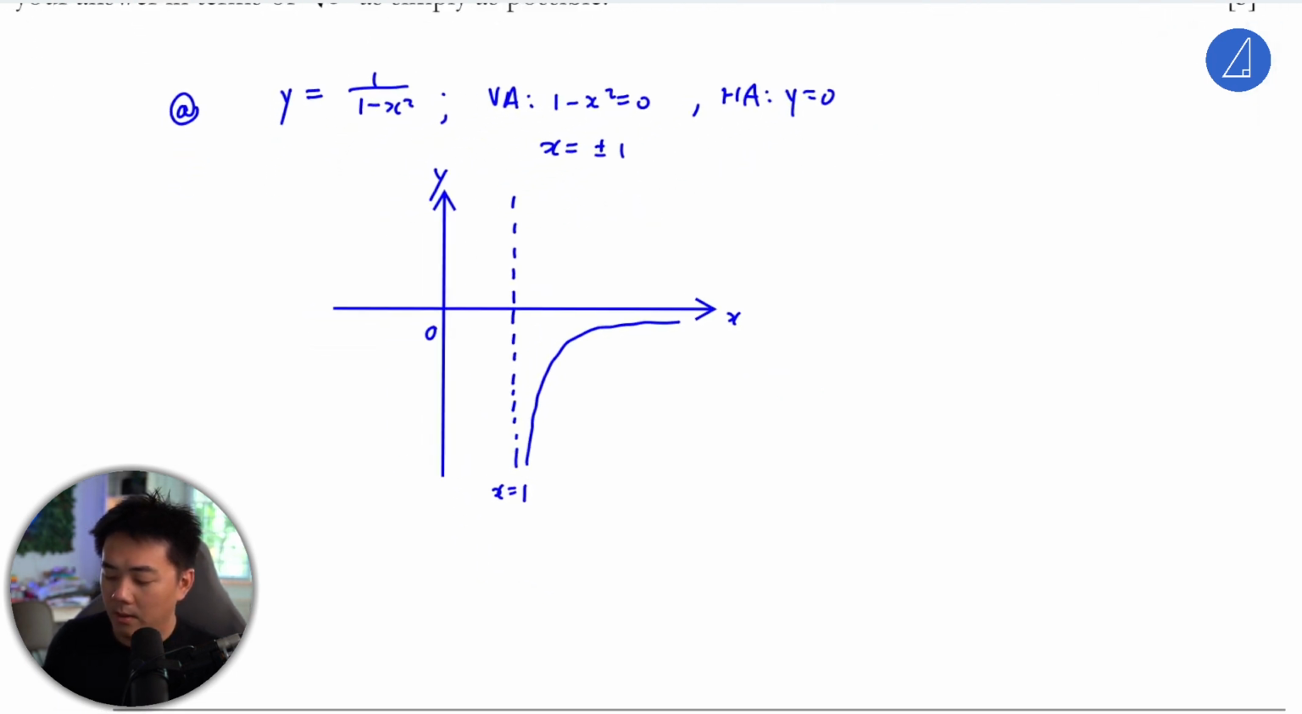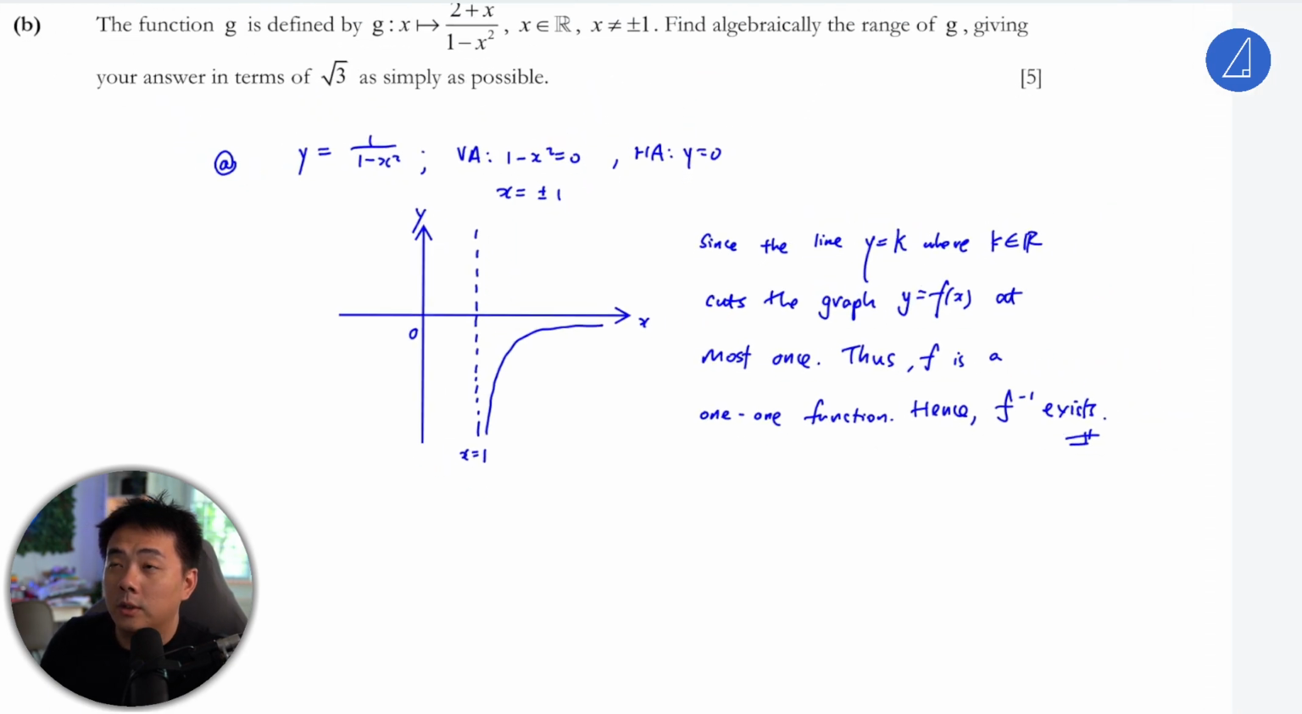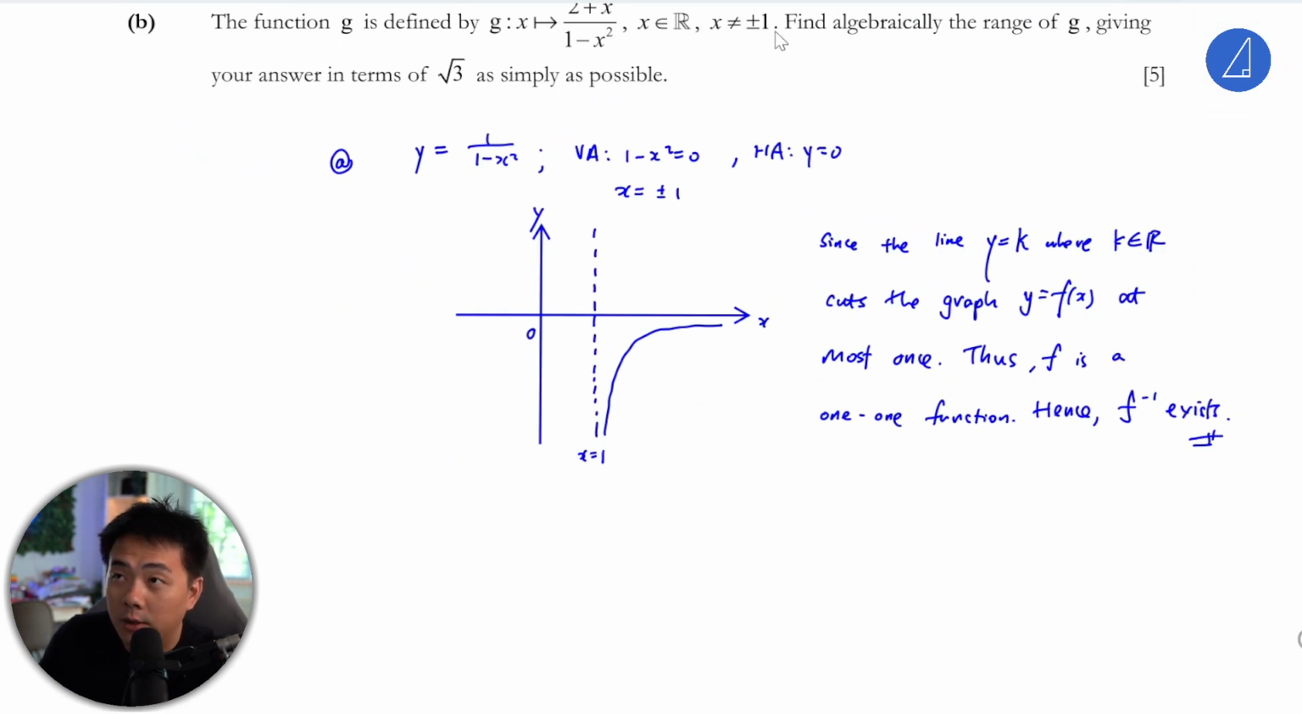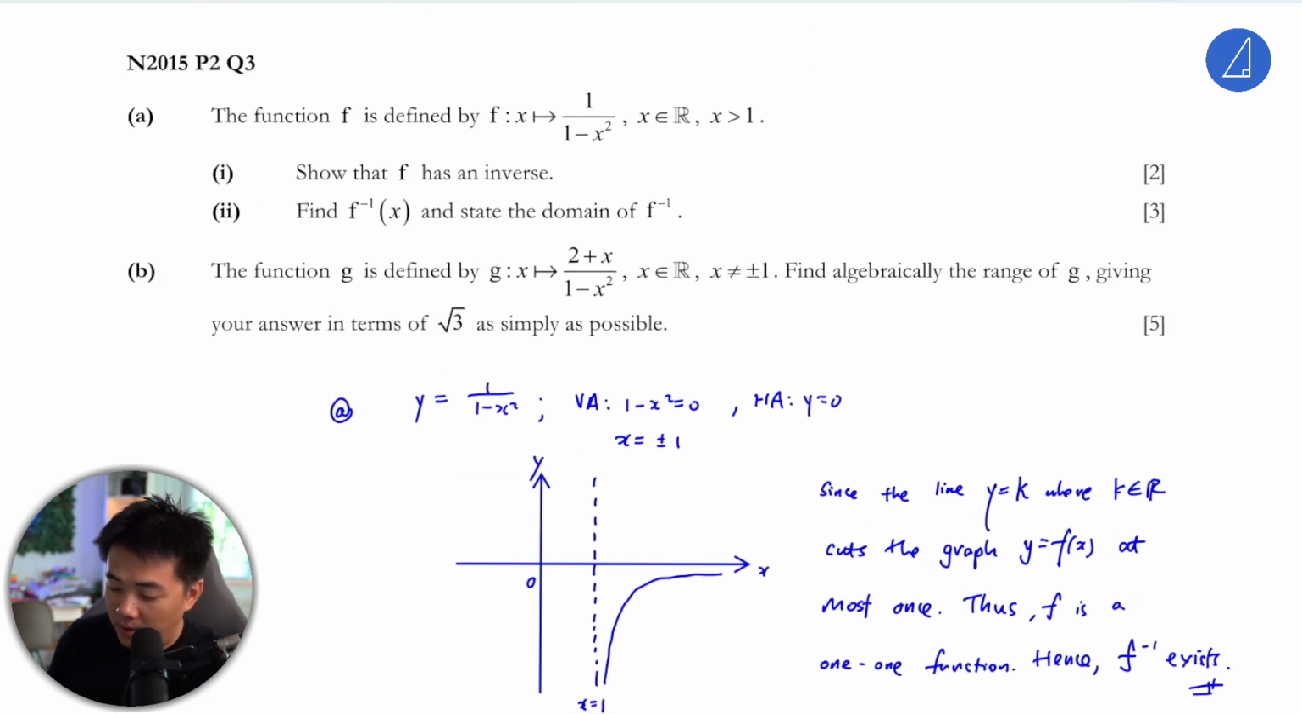Then what we need to do is just show that the horizontal line cuts the graph at most once, so it's a 1-1 function. Does the f inverse exist? So we just write the arbitrary horizontal line y cuts the curve at most once, so thus f is a 1-1 function, hence f inverse exists. That's pretty much okay. So then we find f inverse x and state the domain. I think this is also pretty much okay.